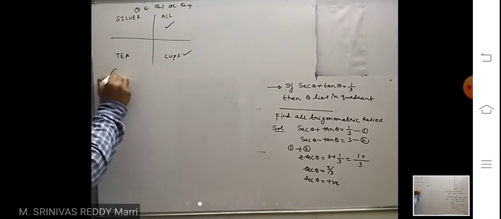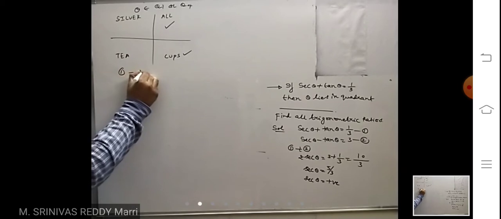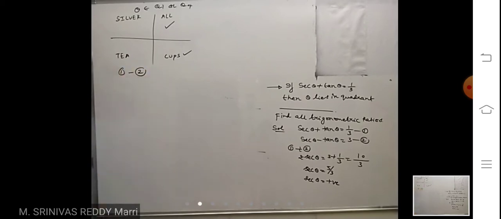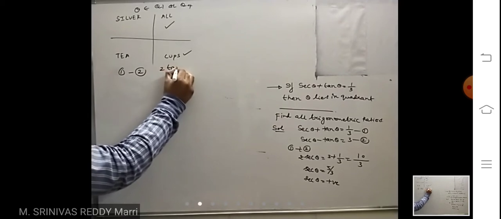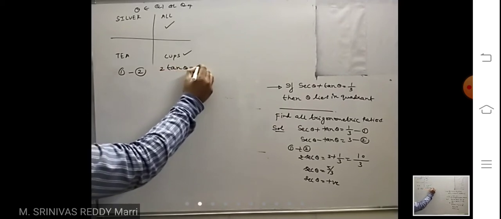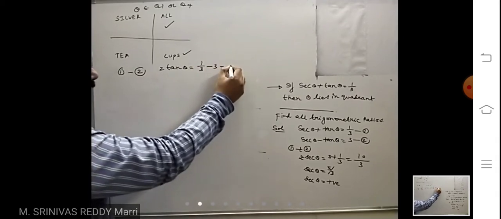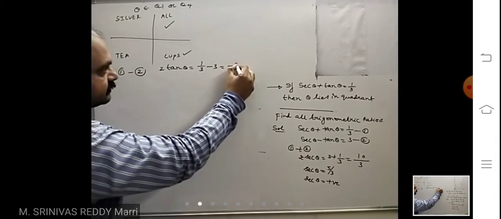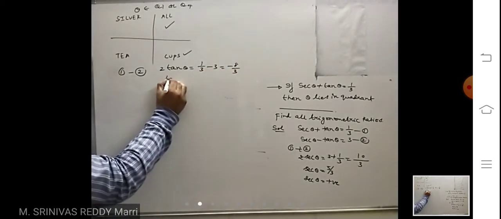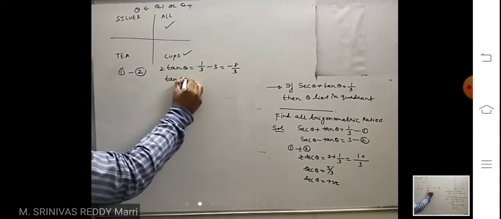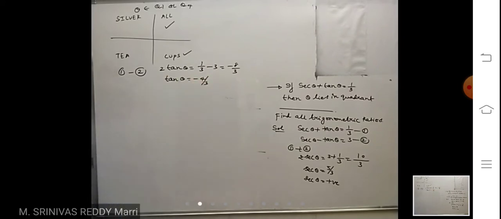That means I am doing 1 minus 2. Look at 1 minus 2. 1 minus 2 means 2 tan theta. 2 tan theta equals 1 by 3 minus 3, that means minus 8 divided by 3. Tan theta is nothing but minus 4 divided by 3.